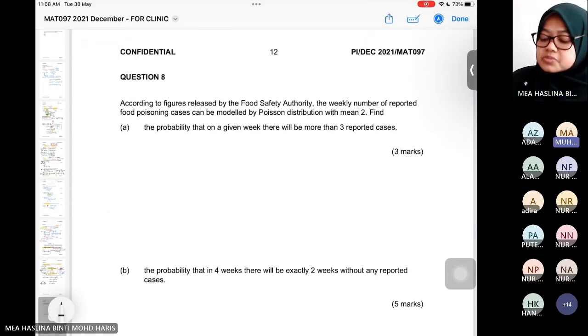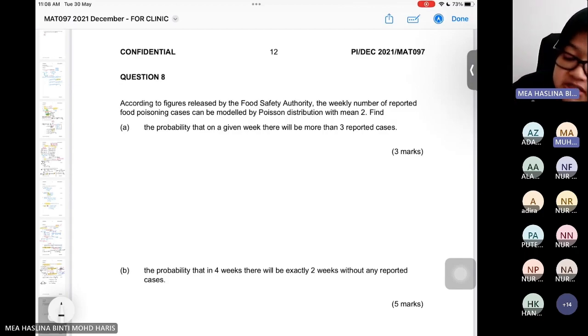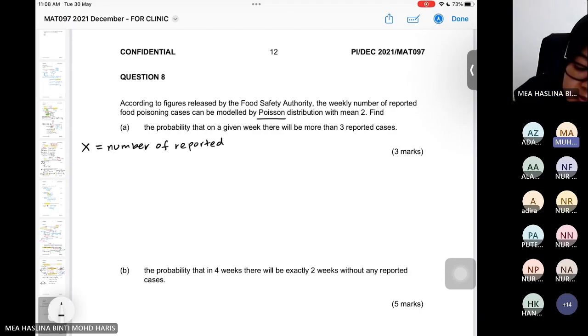Question number 8. According to figures released by the Food Safety Authority, the weekly number of reported food poisoning cases can be modeled by Poisson distribution with mean 2. As I mentioned again and again, it's good to start with the X, the random variable. So X is about the number of, because it's clearly Poisson, so discrete, discrete number of reported food poisoning cases.